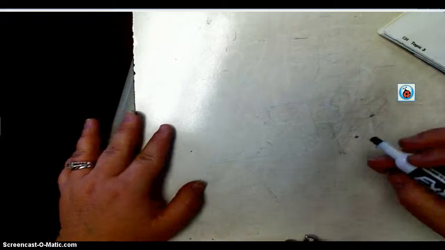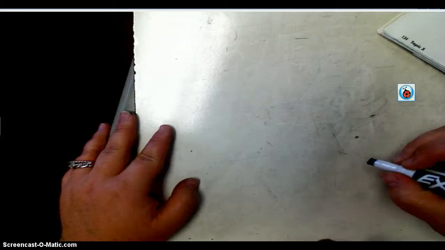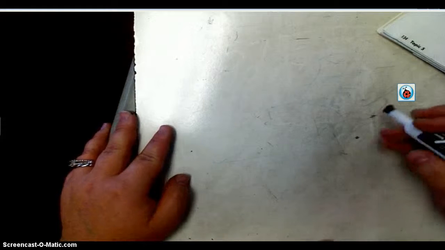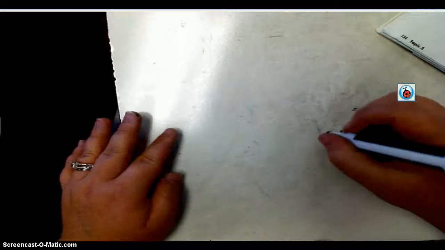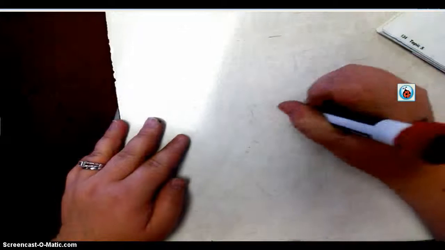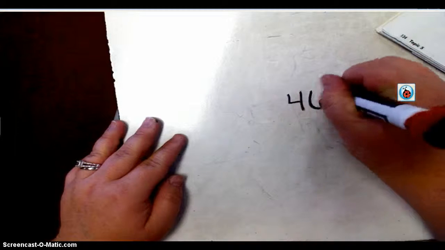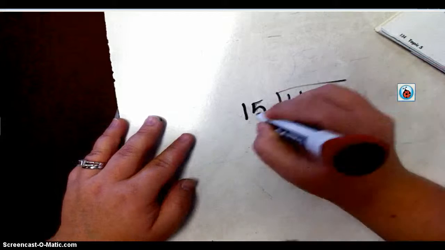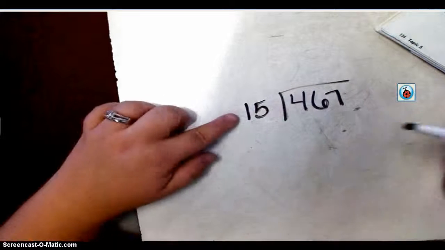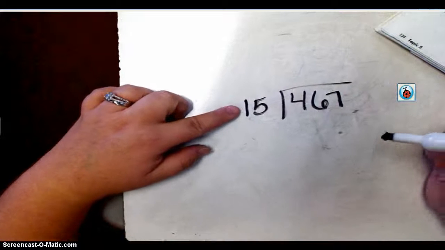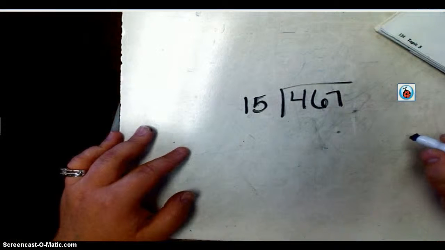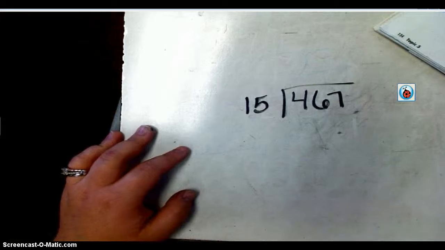So, we will start with an example, and it's the example on the top of your page, on page 134 and 135, and the problem is 467 divided by 15. So again, we have three digits in our dividend, and we have two digits in our divisor. That's the same as yesterday. We're going to follow the same steps as we were doing yesterday.